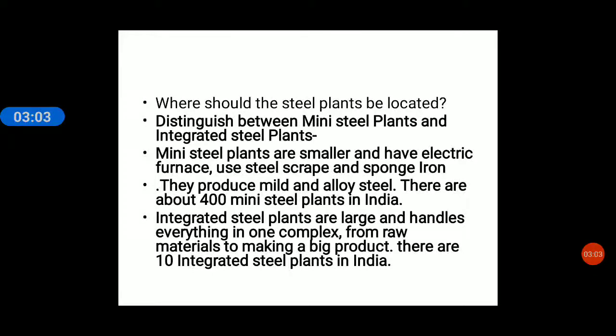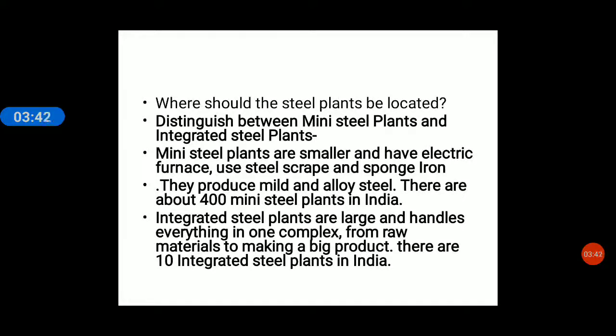Now there is an important reasoning question: where should the steel plants be located? We have said iron and steel uses bulky commodities as raw material, and the finished products are also huge and heavy. They use raw materials like iron ore, coking coal and limestone, which are very bulky. The answer is simple. The steel plants can be located where the raw materials are available easily, cheap labor is available, or there is port facility available.